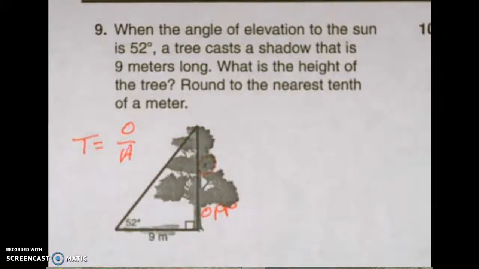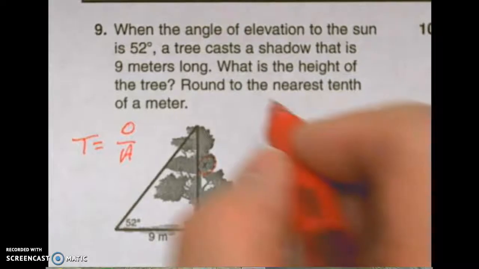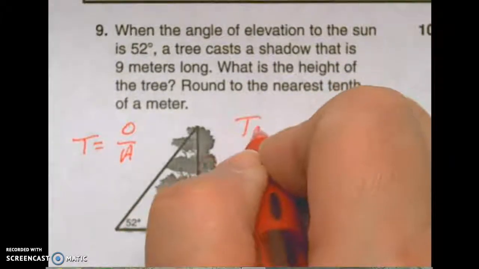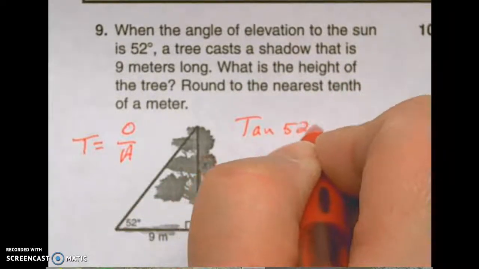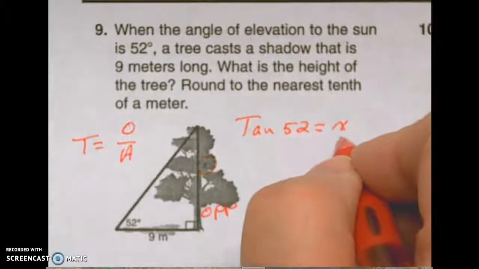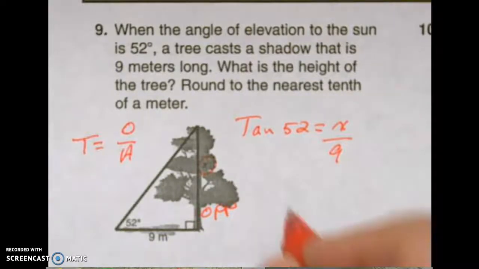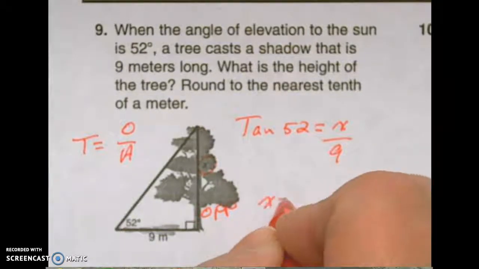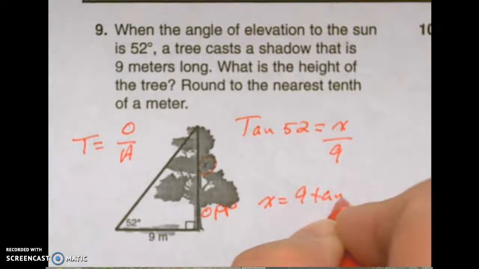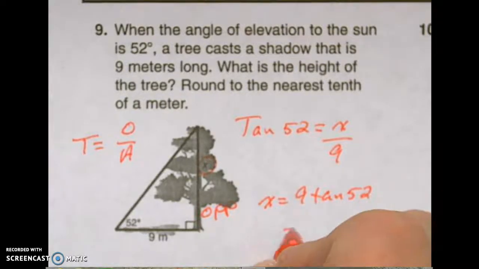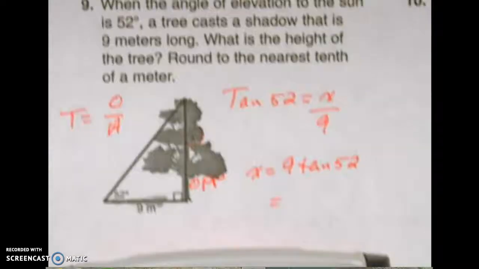My tangent is the opposite over the adjacent. So my problem becomes the tangent of 52 degrees is equal to the x that I'm looking for over the 9 meters that I have. In order to solve that, you're cross multiplying. So your x will equal 9 times the tangent of 52. And that's just a number in your calculator. If your mode is in degrees, so make sure that you've done that and have that mode of your calculator in degrees.